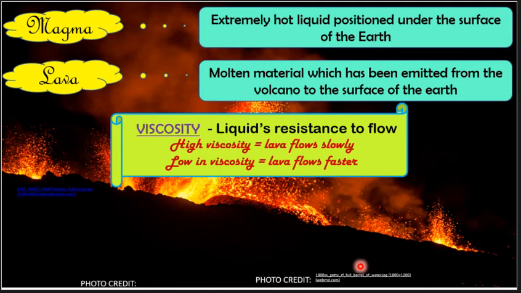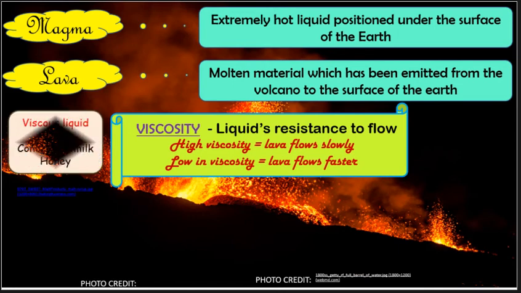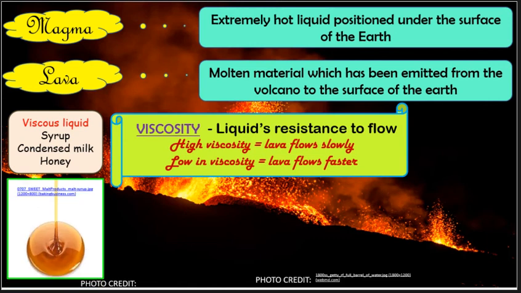So for you to further understand what we mean by viscosity, please take a look at this example. These are examples of viscous liquid. Syrup, condensed milk, honey. Are you familiar with those liquids? So what are the characteristics that you can see? In syrup, condensed milk, and honey, you can see that they flow slowly because they have a high viscosity.